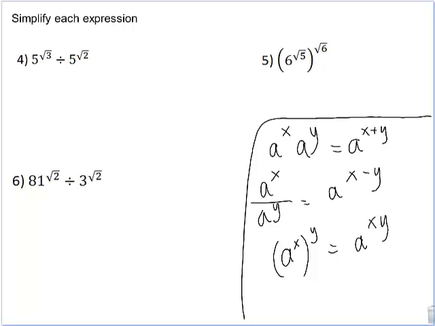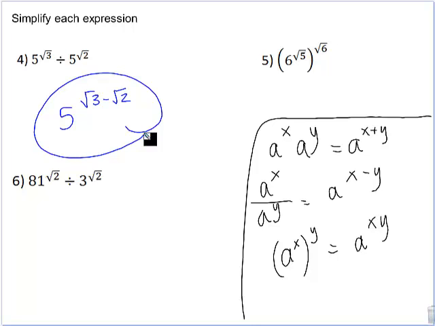So this first one, what operation do we have going on here? We're dividing. And the way this works is you have to have the same base number. These both have base numbers of 5. So what should I do with the two exponents? Subtract. So we just say 5 to the square root of 3 minus the square root of 2. No, we would just leave it like that. Okay?